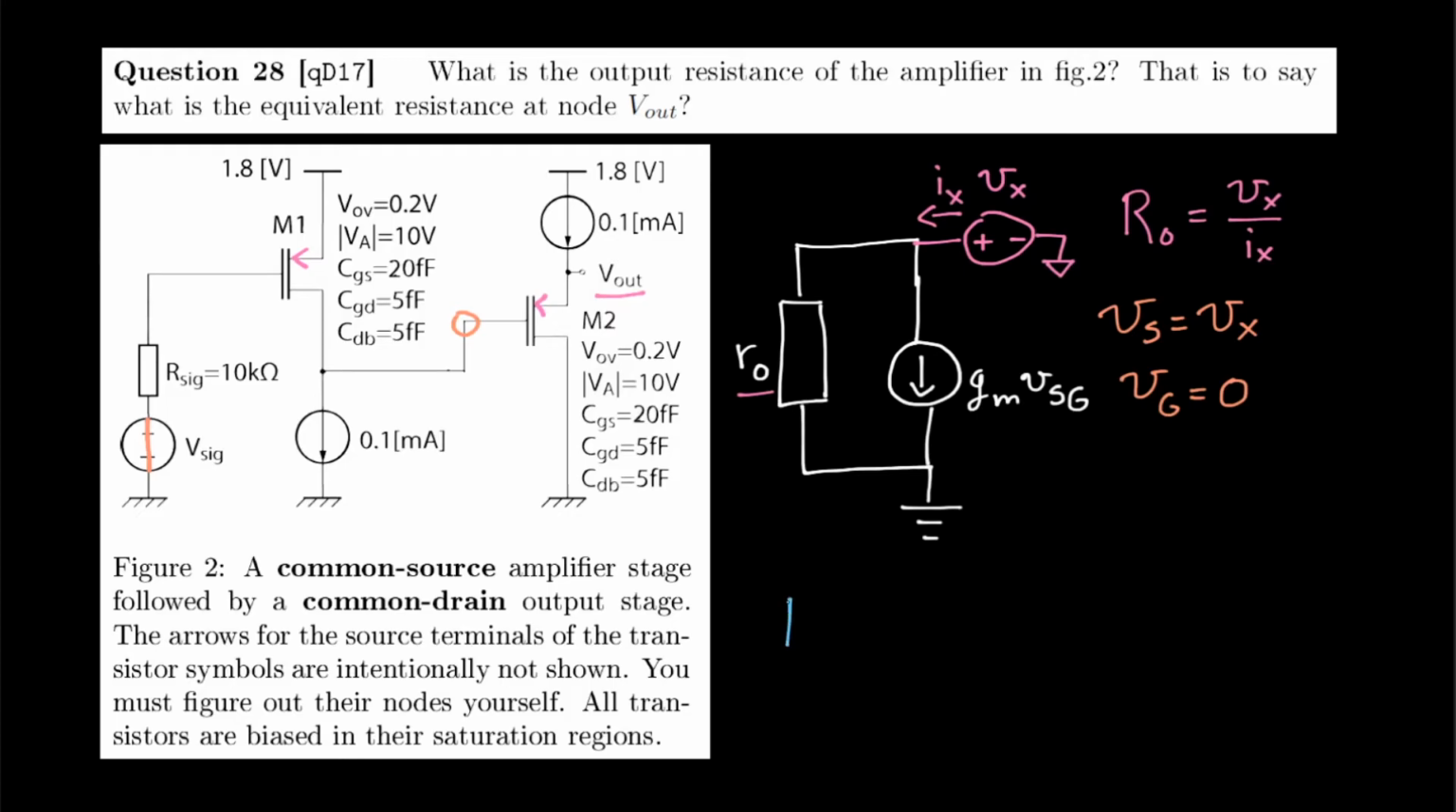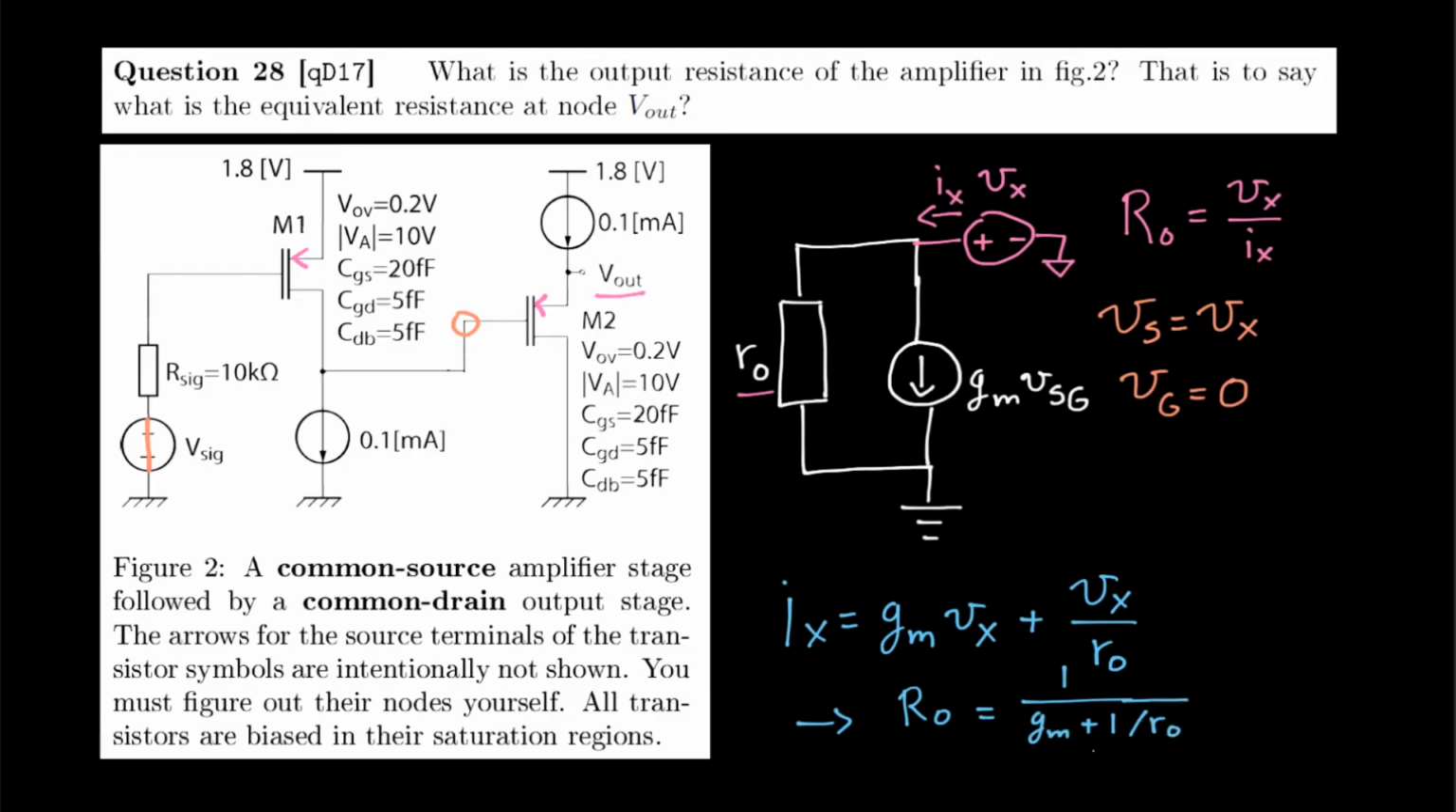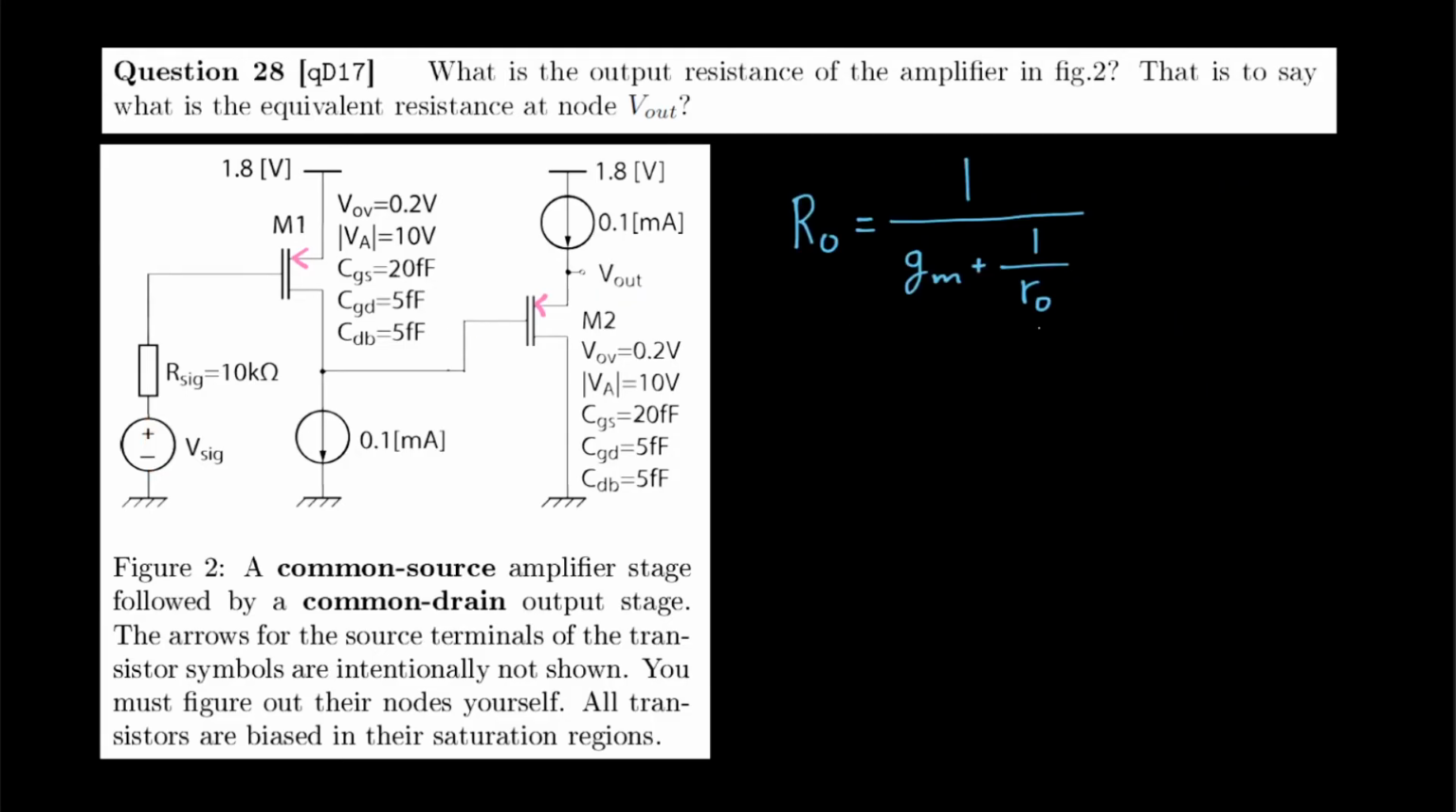We can now use nodal analysis to express Ix in terms of the two currents that pass into the two branches. So we can rewrite this equation to get Rout, which is equal to 1 over Gm plus 1 over Ro. The two quantities, Gm and Ro, can be computed with the parameters given in the figure.